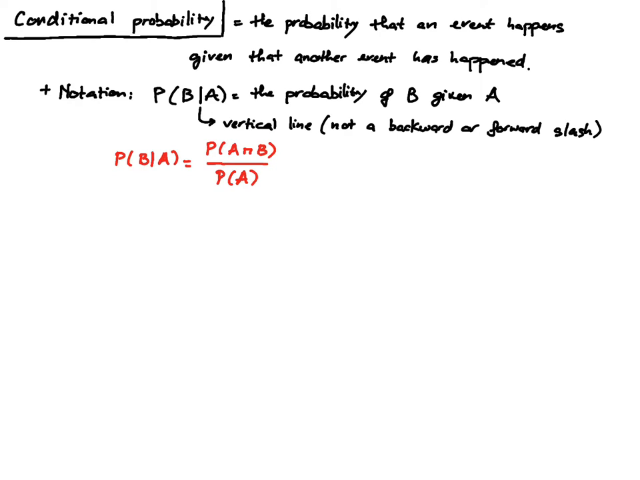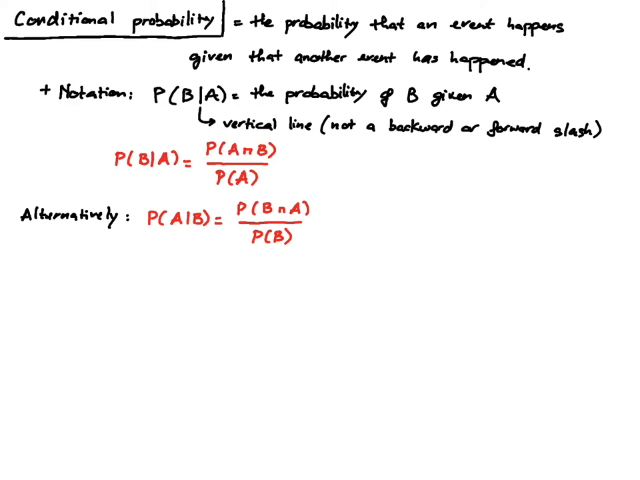Now, in some cases, you may also want to find the probability of A given B. To find the probability of A given B, wherever you see an A in the original formula, you want to replace it with a B, and whenever you see a B, you want to replace it with an A. So the probability of A given B is then going to be equal to the probability of the intersection of B and A divided by the probability of B.